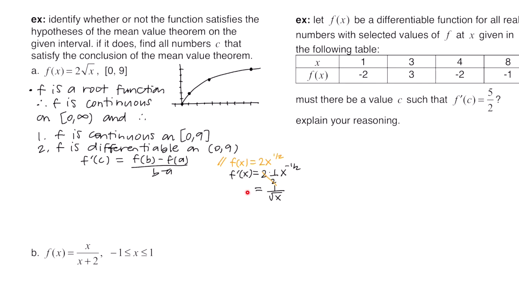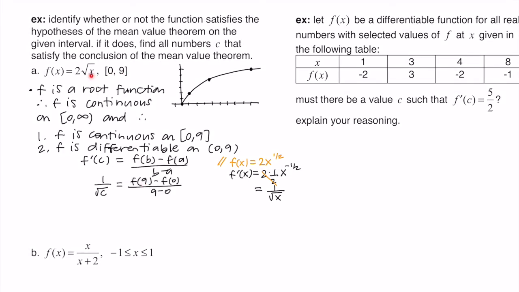So for f prime of x, you get 1 over the square root of x. Right here, we're going to use the notation f prime of c. So since f prime of x equals this, f prime of c is going to be 1 over the square root of c. Over here, we're going to do f of b minus f of a all over b minus a, where 0 is a and 9 is b.